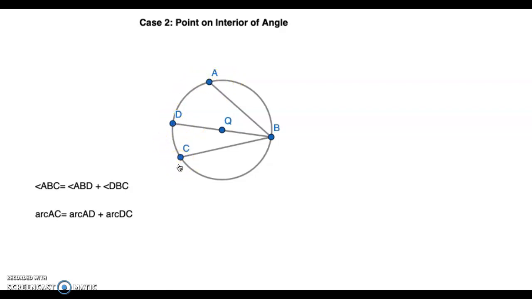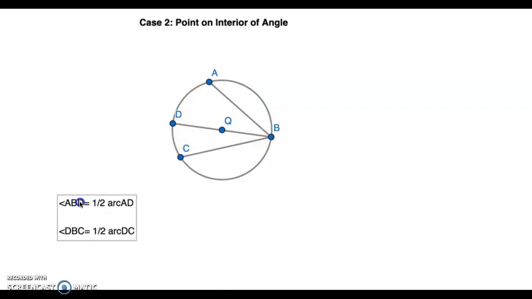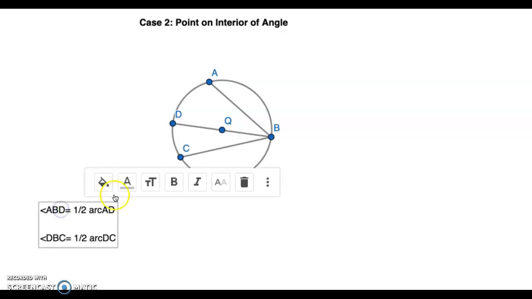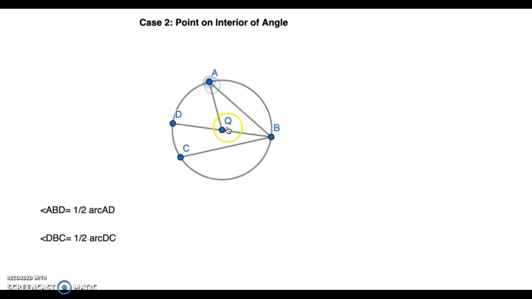And we also know from our first case that ABD is going to equal half the arc length AD, and the same can be said for angle DBC. And that is just because of these isosceles triangles that are created when we connect the center to our other points, and we have these congruent radii for these two legs right here.